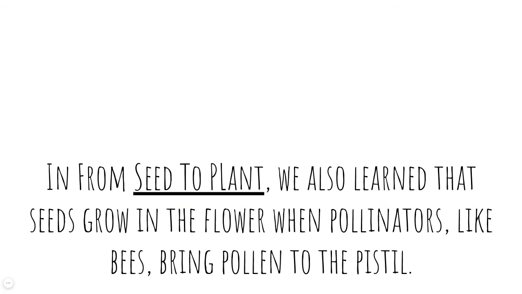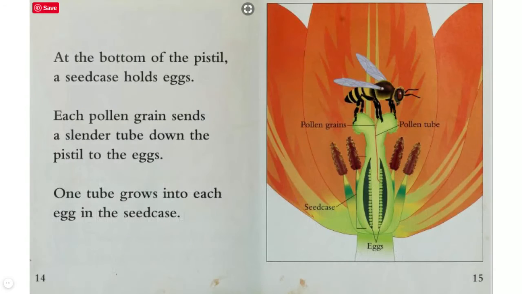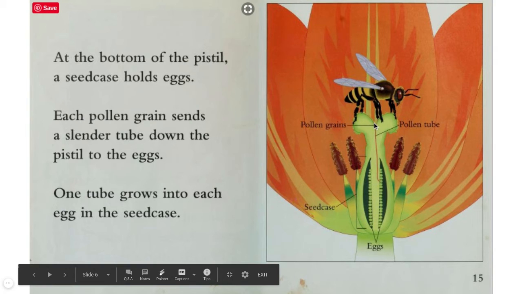In From Seed to Plant, we also learned that seeds grow in the flower when pollinators, like bees, bring pollen to the pistil. So there's the bee bringing pollen to the pistil. There's the pollen grains going down the pollen tube. This is the pistil here.